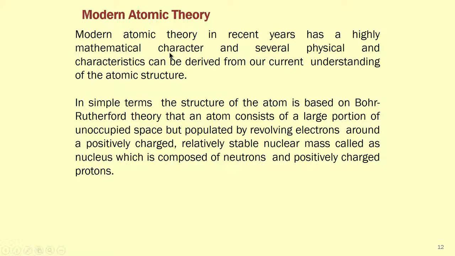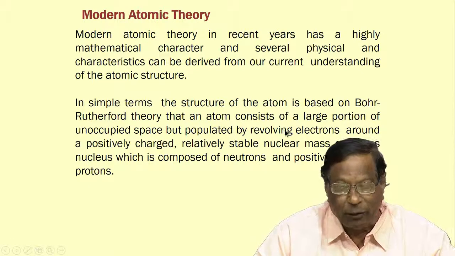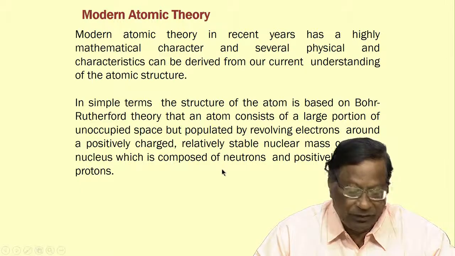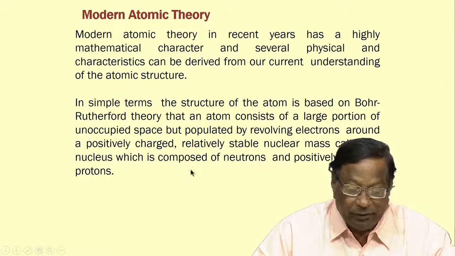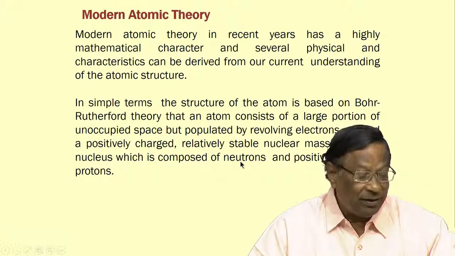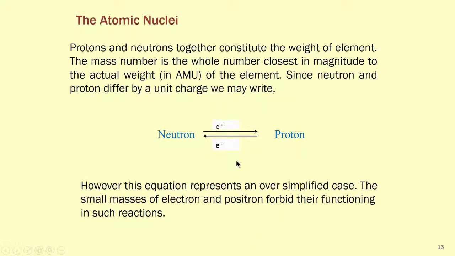Continuing our discussion, our modern atomic theory in recent years has a highly mathematical character. The model of the structure of the atom is based on Bohr-Rutherford theory. It consists of a large portion of unoccupied space around the nucleus, populated by revolving electrons around a positively charged, dense, relatively stable nuclear mass called the nucleus, which is composed of neutrons and positively charged protons. So the atomic nuclei, what do we know about them?